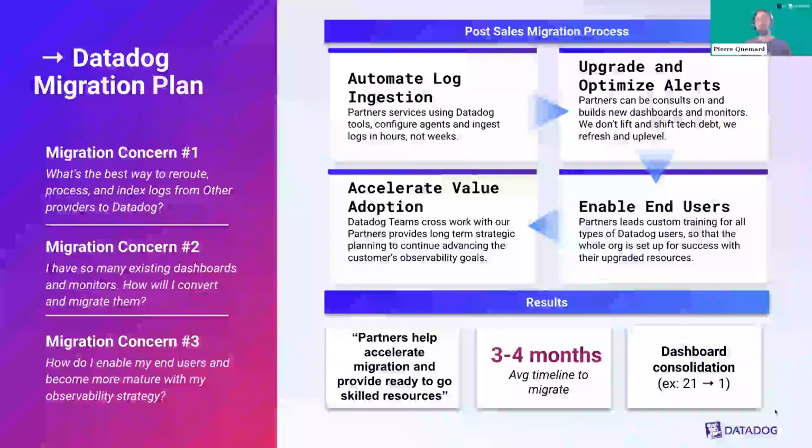Again, RapDev, I've done it multiple times. I know how to do it here. But Datadog also can help to enable the end user. Rich mentioned some trainings that can be done after. We also have a self-learning platform that you could use directly on learn.datadoghq.com and accelerate the value of adoption as well, right? Hand in hand with our partner, we can provide long-term strategic planning to make sure that we provide the right observability towards your goal.